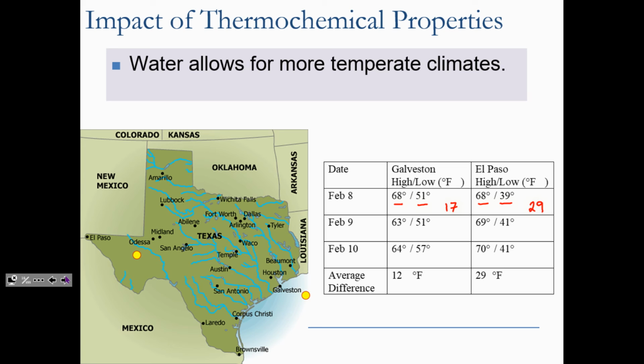And what you'll notice is if we go down, you'll see that El Paso, which is a more dry and arid climate, has greater fluctuations in temperature, whereas Galveston is coastal. So the average difference is 12 degrees for a coastal climate, but 29 degrees for a dry and arid climate. So what we want you to know is that cities that are located around big bodies of water, like Corpus Christi, Brownsville, Beaumont, Houston, have more moderate climates, whereas places like Amarillo, Lubbock, Midland, Odessa would have greater changes in temperature.